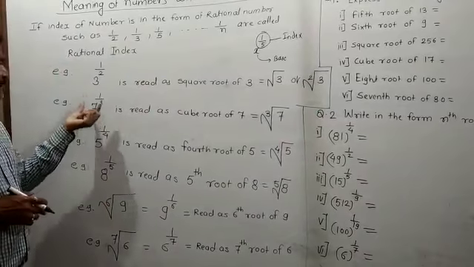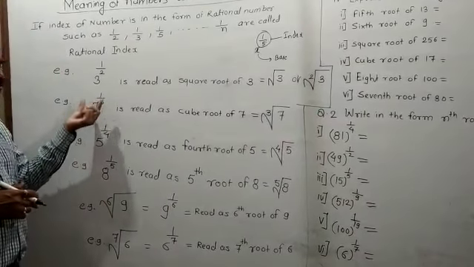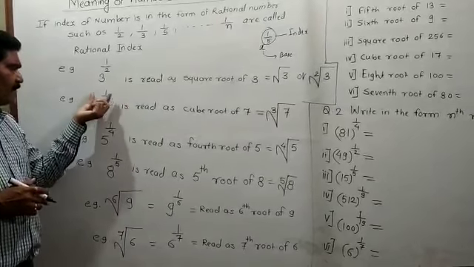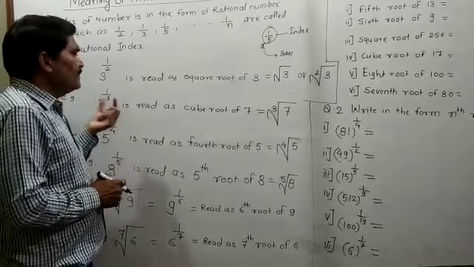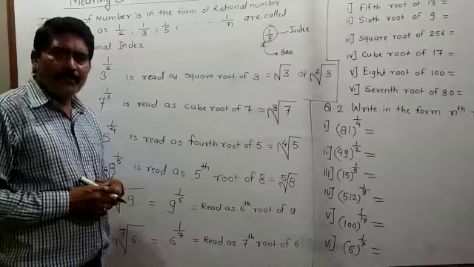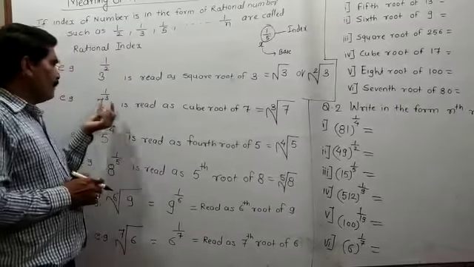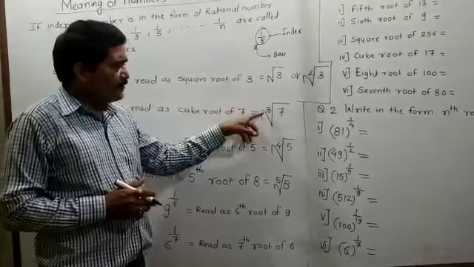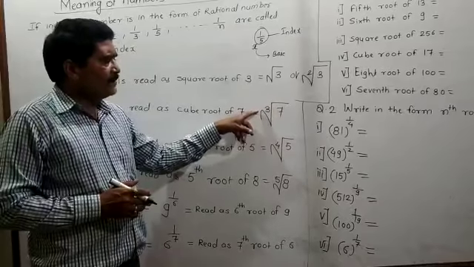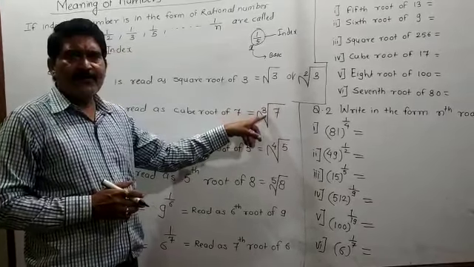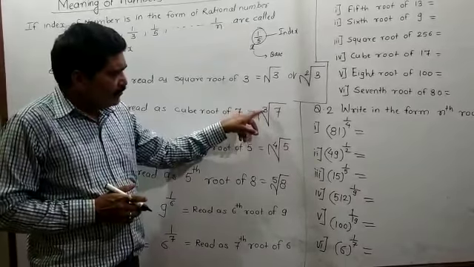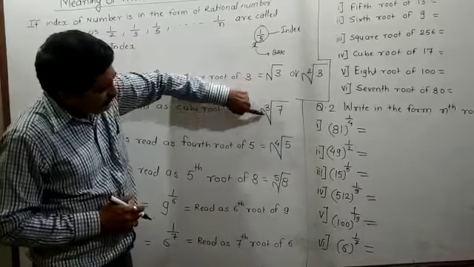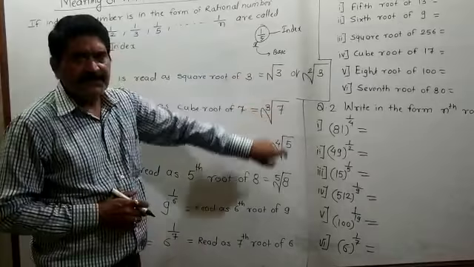Then 7 raised to 1 upon 3, here 7 is the base, 1 upon 3 is the rational index, so 7 raised to 1 upon 3 is read as cube root of 7, because 1 upon 3 means cube root, as 1 upon 2 means square root. If you want to write cube root of 7, you have to draw the root sign, and in that you have to write 3. You have to read this as cube root of 7. This 3 means cube, this one is the root sign, and this one is 7.